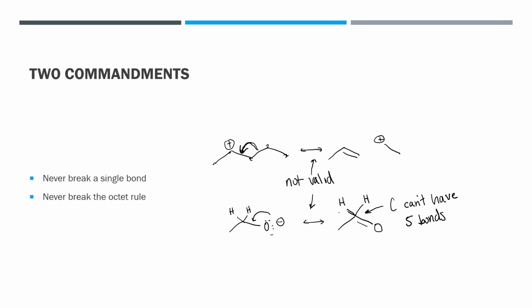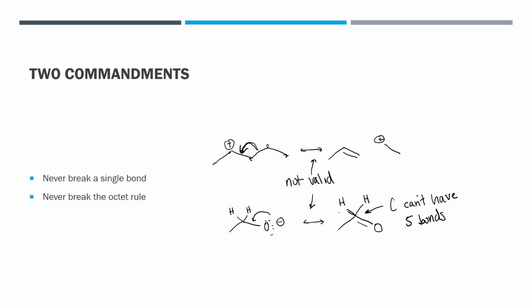The next one is you can never break the octet rule. The octet rule basically means that carbon, or any small atom like nitrogen, oxygen, carbon, those key atoms, can only have 4 bonds max, because they can only have 8 electrons total. They can have less than 8 electrons, that's possible, but they cannot have more than 8 electrons because they don't have d orbitals they have access to. And because they don't have d orbitals, they can only have 8 electrons and 4 bonds total.